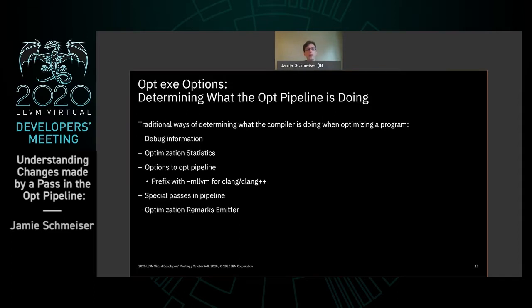There are several existing ways of determining what optimization is being done. First, there's debug information. Secondly, there are statistics. There are options to the opt pipeline that show the IR. There are also special passes that graphically show the IR. There's also an optimization remarks emitter, but this is only mentioned here for completeness and will not be considered further in this tutorial.